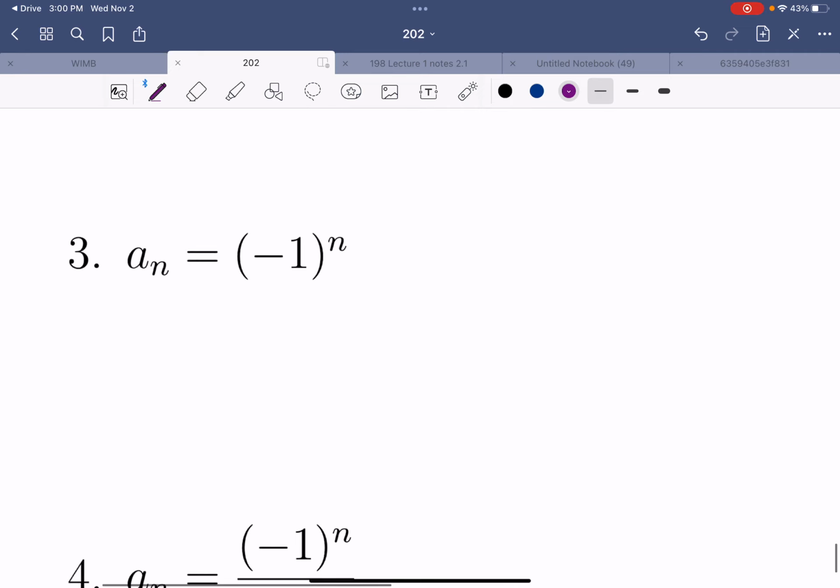For negative 1 to the n, this is just the sequence that goes -1, 1, -1, 1, -1, 1. So there's no way you're going to converge because it's just going to bounce back and forth. So this one diverges.